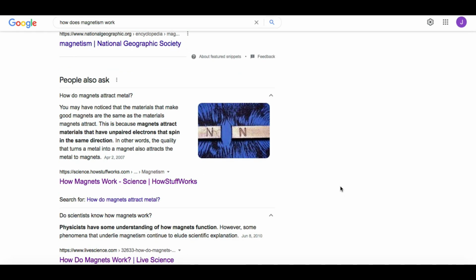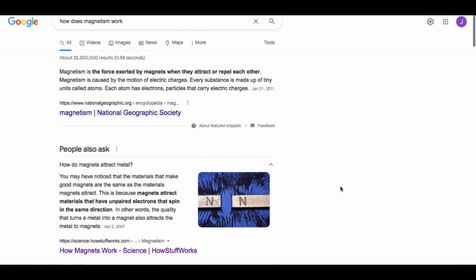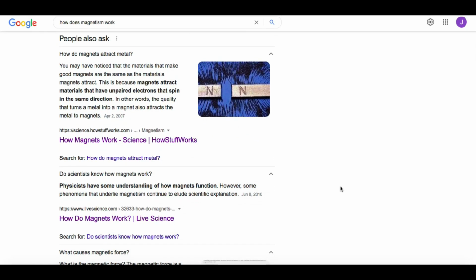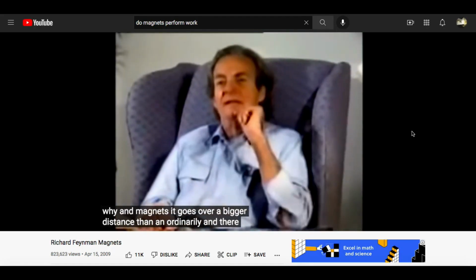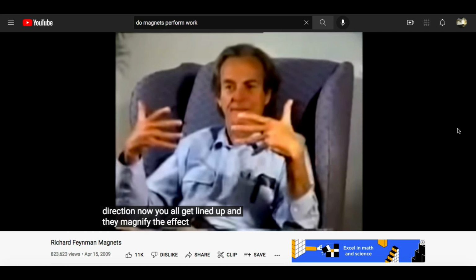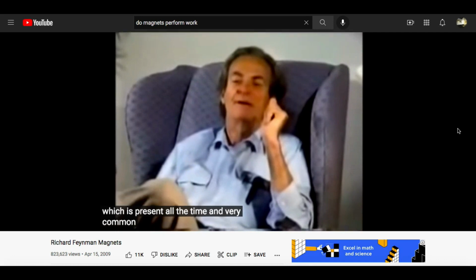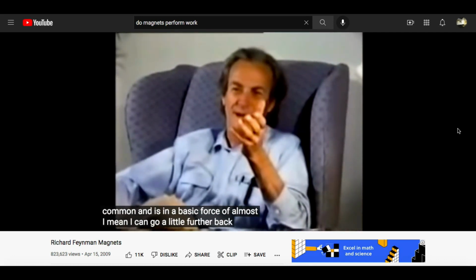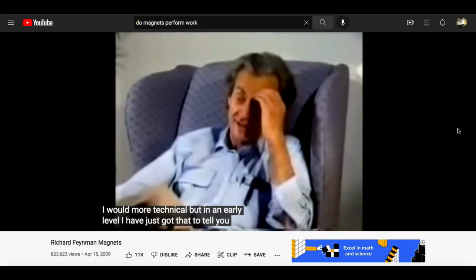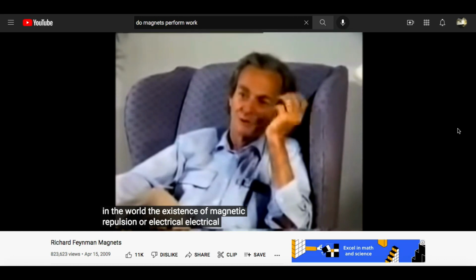The only thing that apparently doesn't need oxygen to move seems to be magnets. So that's a mystery. And if you have an answer for that, please let me know in the comment section. Because that one's still eluding me. But anyway, let's continue. Magnets, it goes over a bigger distance than ordinarily. And it has to do with the fact that in iron, all the electrons are spinning in the same direction. They all get lined up, and they magnify the effect of the force until it's large enough at a distance that you can feel it. But it's a force which is present all the time and very common, and is a basic force of almost. I mean, I could go a little further back if I were more technical. But at an early level, I just have to tell you that's going to be one of the things you'll just have to take as an element in the world, the existence of magnetic repulsion, or electrical attraction, magnetic attraction.